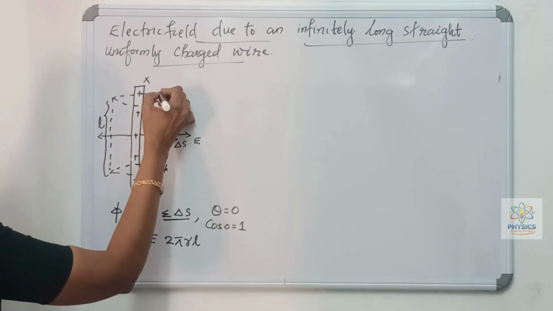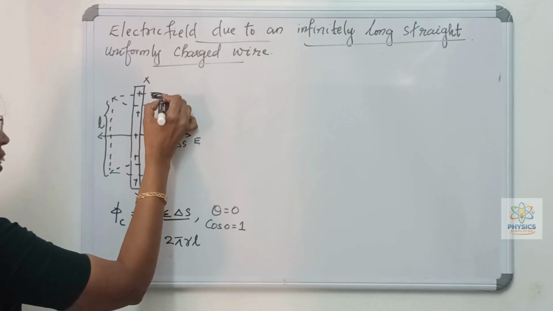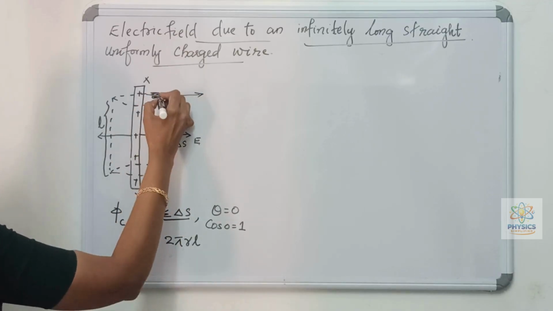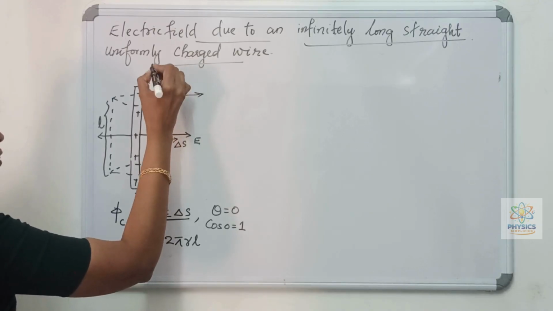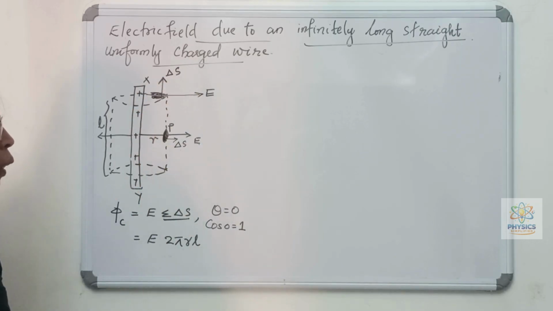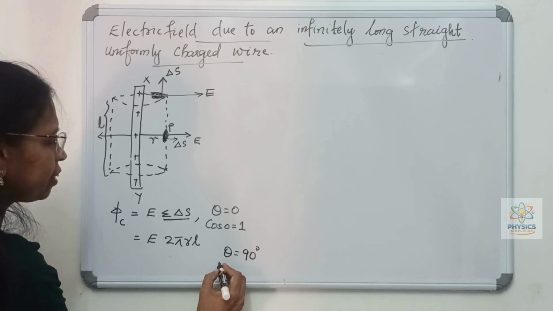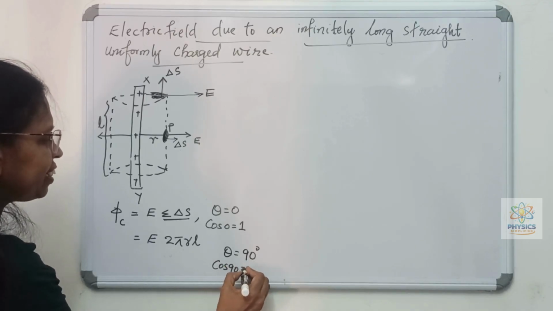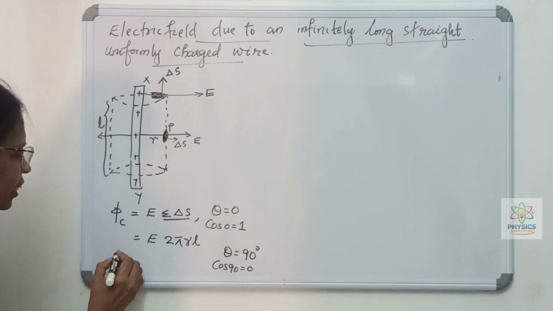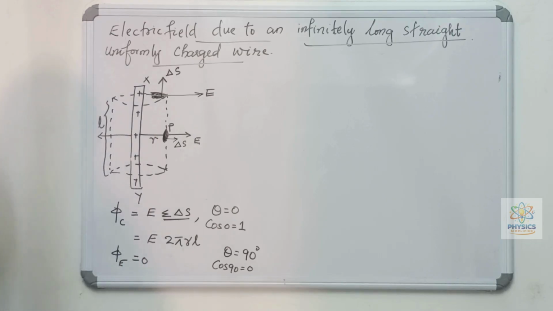And next you have to consider the smallest portion around the end surface. Here this is the direction of electric field, and this is the direction of the areal vector delta S. Both are always perpendicular. If delta S and E are perpendicular, we know that the angle theta is equal to 90 degrees. The value of cos 90 is equal to 0. Therefore, the flux through the end surface is always equal to 0.